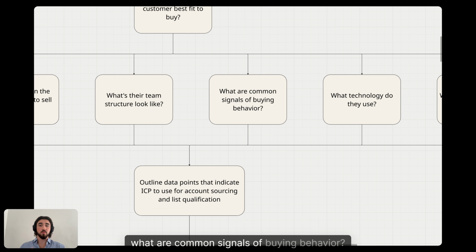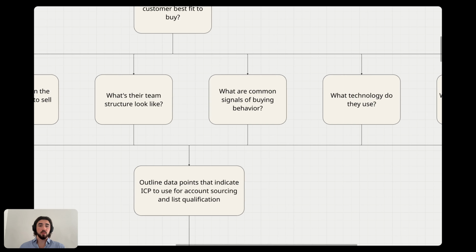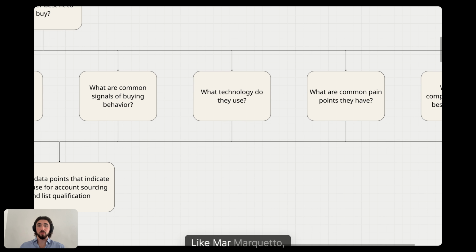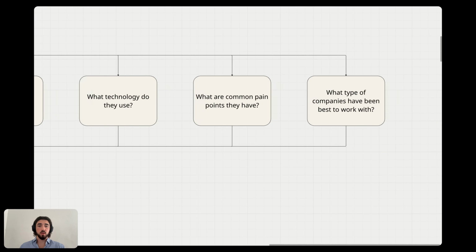What are common signals of buying behavior? So like if they recently received funding or if they're making certain hires, things like that. What technology do they use? Do they use Marketo? Do they use HubSpot? What's a relevant technology that we can search for?